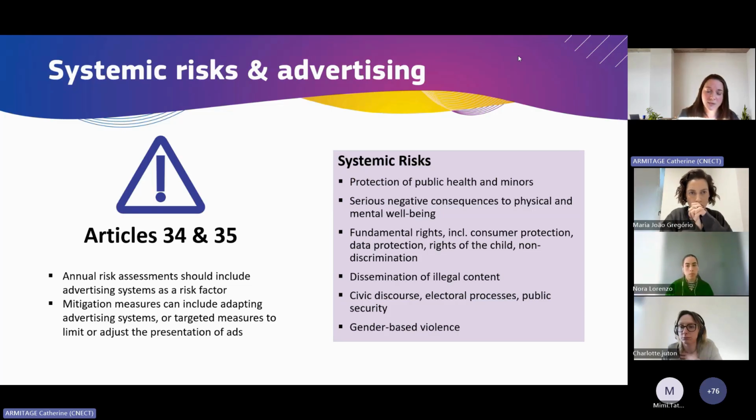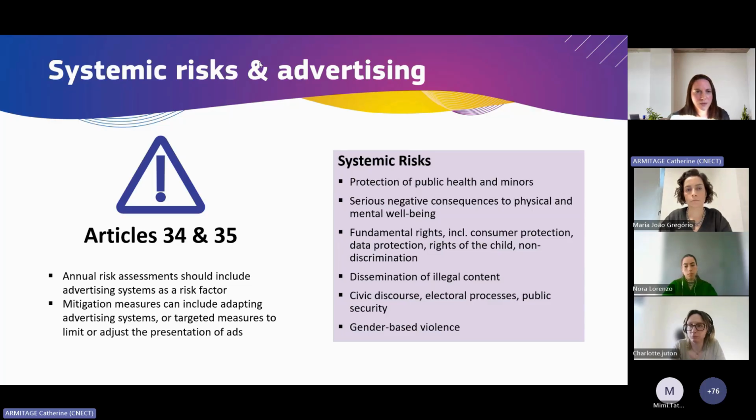And one of the things that is mentioned specifically in Articles 34 and 35 is the advertising systems. So those risk assessments are very wide ranging, but they should, according to this article, look specifically at advertising systems as a risk factor. And in cases where they may have identified that there are some risks stemming from the advertising system of the platform, then those platforms would be required to put in place effective mitigation measures, which could include, for example, adapting those advertising systems or taking targeted measures to limit or adjust the presentation of ads on the platform as well.